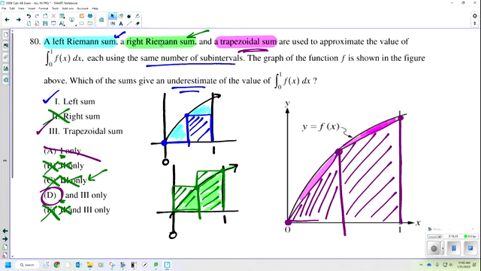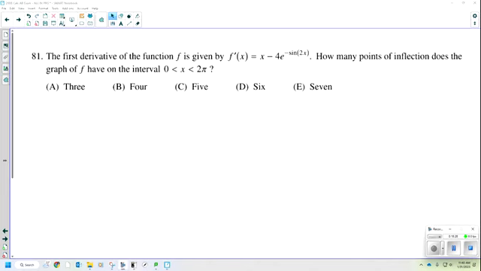Another problem that we get to use a calculator for, but we really can't use a calculator for. Number 81. The first derivative of the function f is given by f prime of x equals x minus 4e raised to the negative sine of 2x. How many points of inflection does the graph of f have on the interval from 0 to 2 pi?